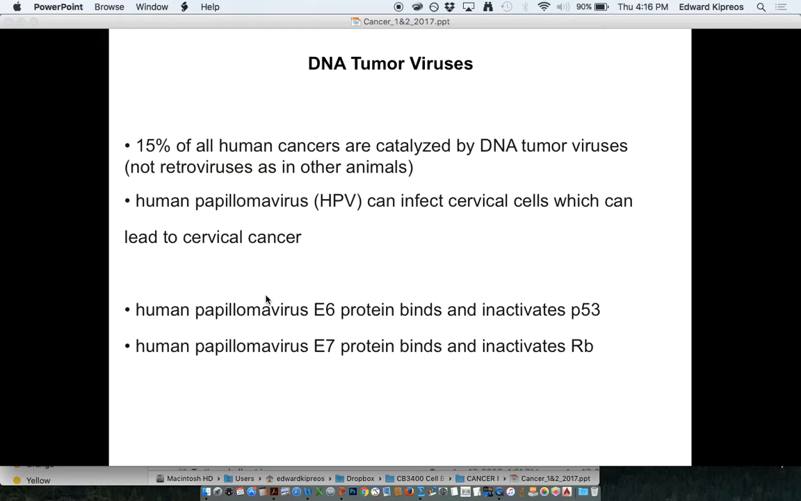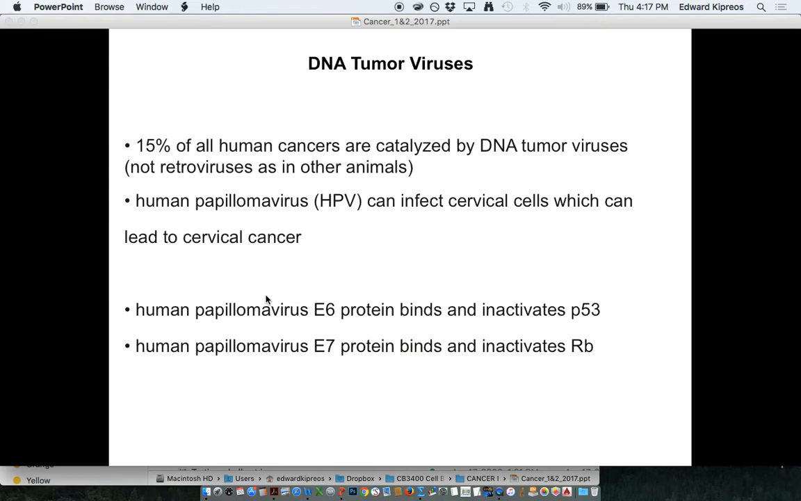Basically, it makes a protein called E6, and E6 binds and inactivates P53. So it's going to inactivate one tumor suppressor, right? And inactivating a tumor suppressor promotes cancer to some extent. Then E7 is going to bind and inactivate RB. So you've got a situation where the same virus is inactivating the two major tumor suppressor genes.